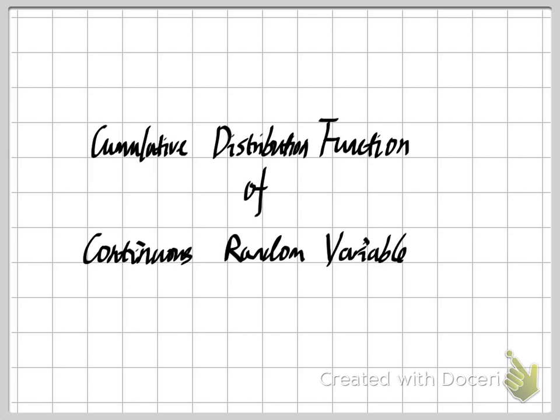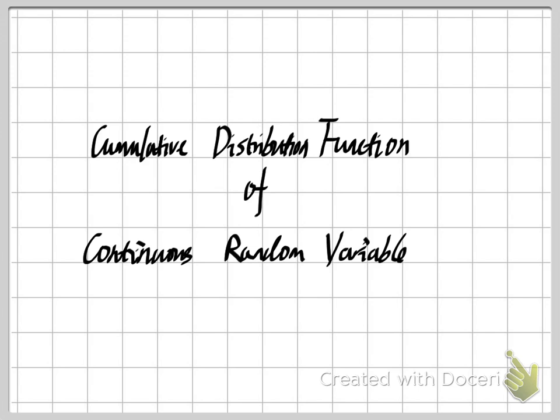So in this video, I will continue my introduction of probability. In the last video, we already talked about what a continuous random variable is and how we can use the probability density function to describe its distribution. In this video, I want to introduce one more method to describe a continuous random variable's distribution. This is the cumulative distribution function.